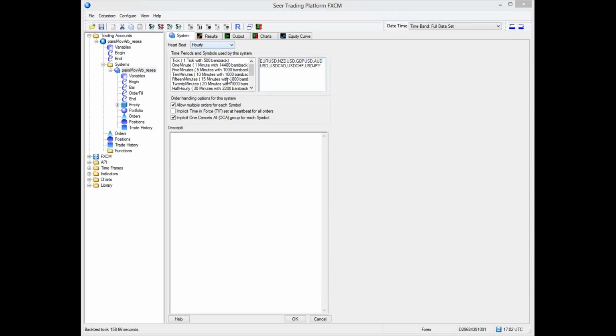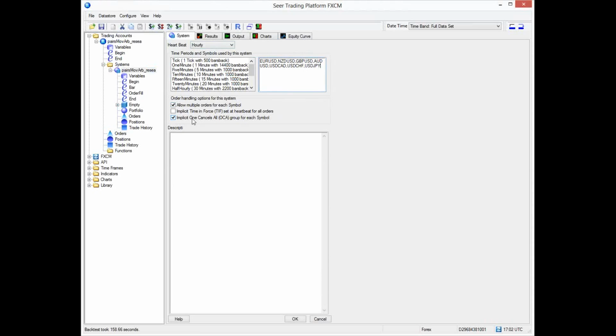Now I'm going to do a few things. Firstly, I want to allow multiple orders for each instrument, for each symbol. This is important because I'm going to be trading every pair against every other pair. I've got 7 currency pairs exposed to the system, and I'm going to be trading each one against each other one, so I need to be able to enter multiple orders for every symbol.